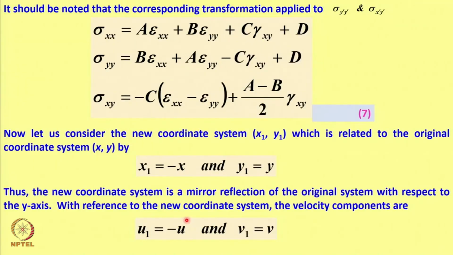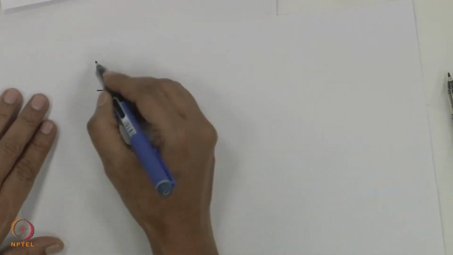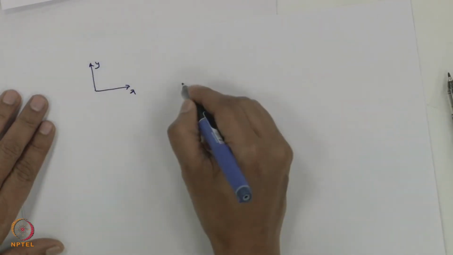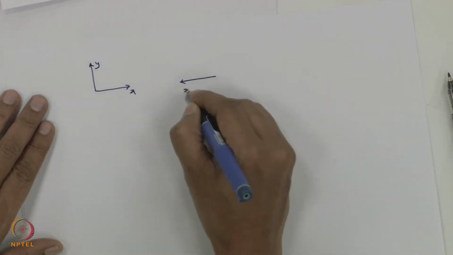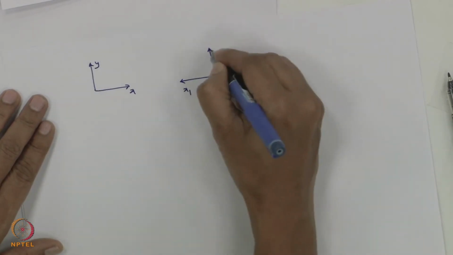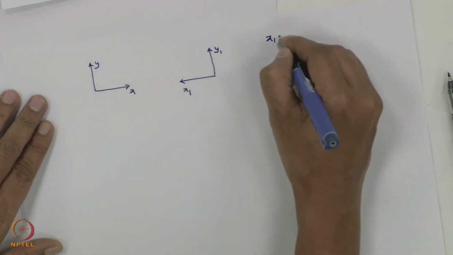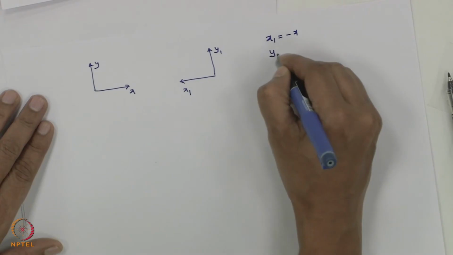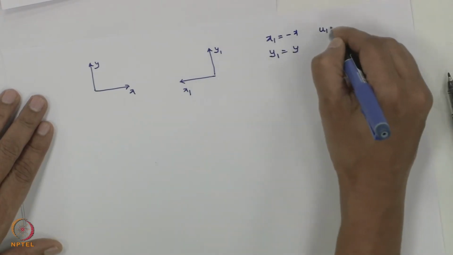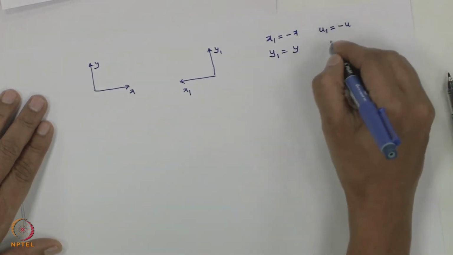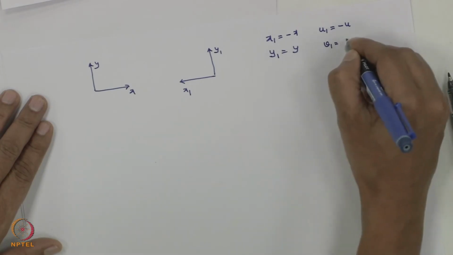Now what am I going to do is, I had rotated so far. Now I will take mirror coordinates. Mirror coordinates means, I had x and y, so now I will take x1 and y1. That means x1 equal to minus x, y1 equal to y. That means u1 equal to minus u, v1 equal to v.